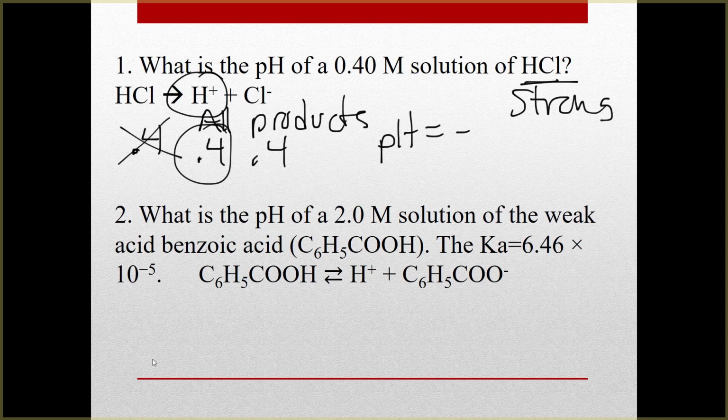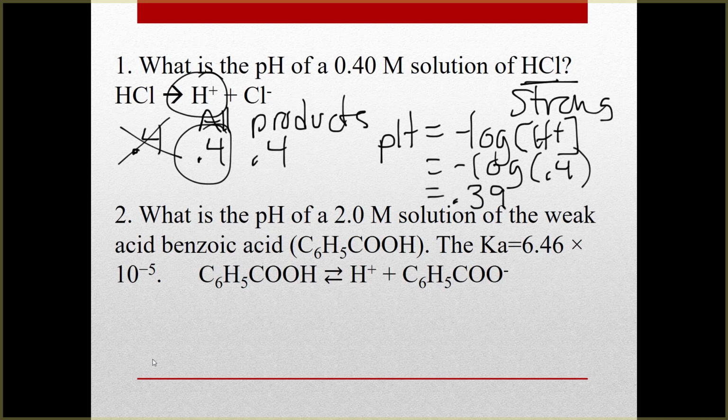So my pH is negative log of that hydrogen ion concentration. So I do negative log of 0.4 and I get 0.397. So there's my pH.